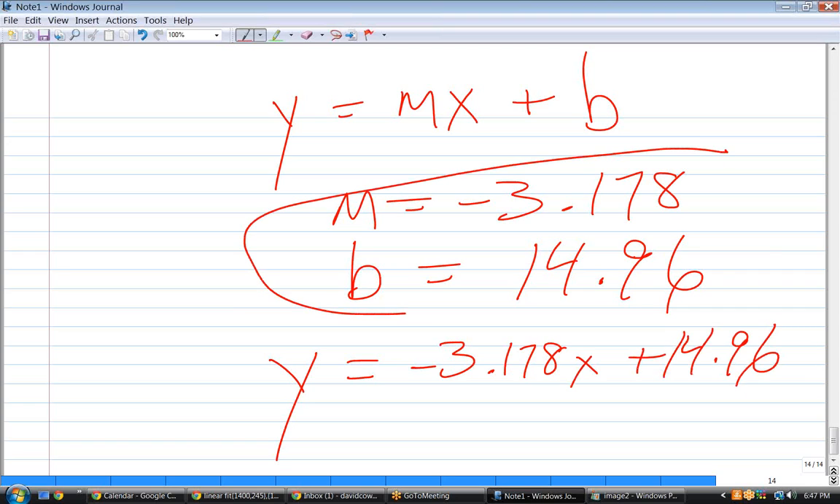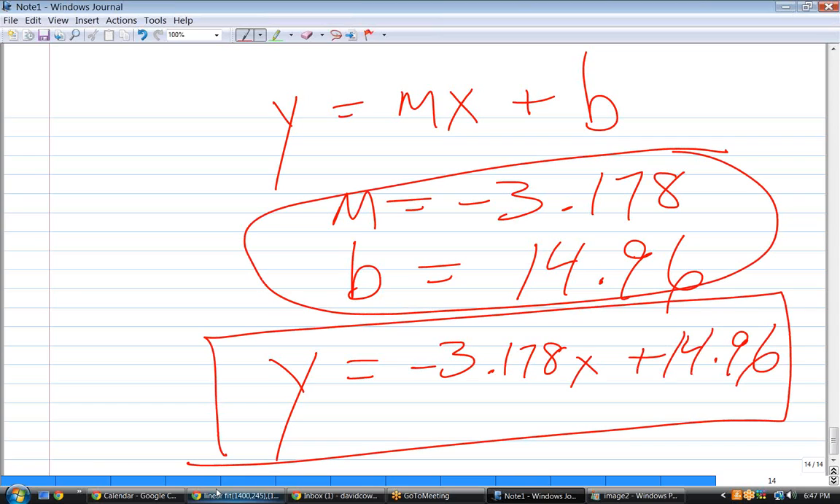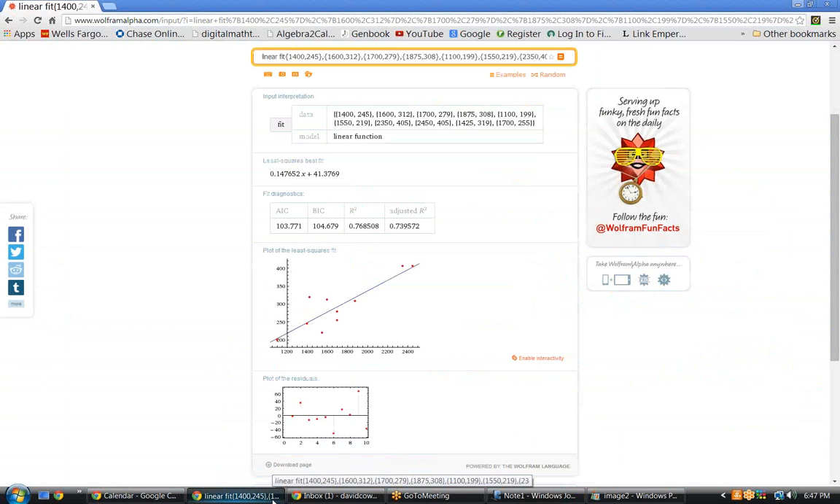And this is what your calculator is going to give you. It's not going to give you what I have in a square here, or a rectangle. In other words, it gives you M and it gives you B. Now, let's go to Wolfram Alpha, because I've already done this in advance. I put in the table from your homework, and it gave me this equation right here.